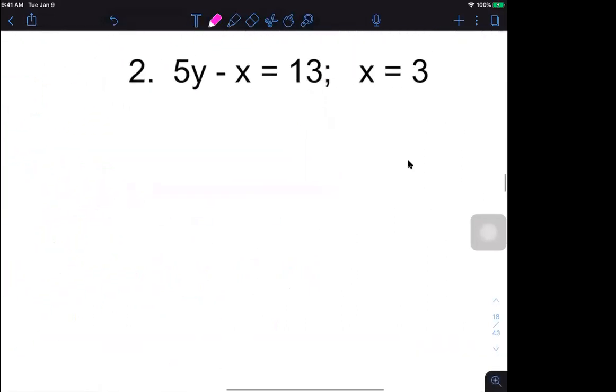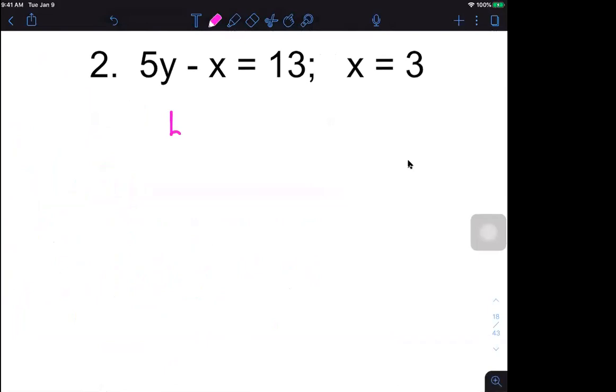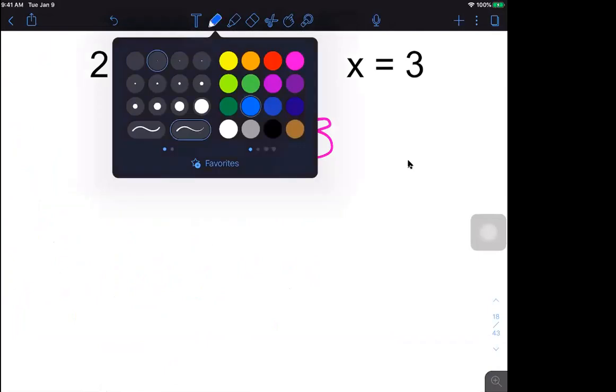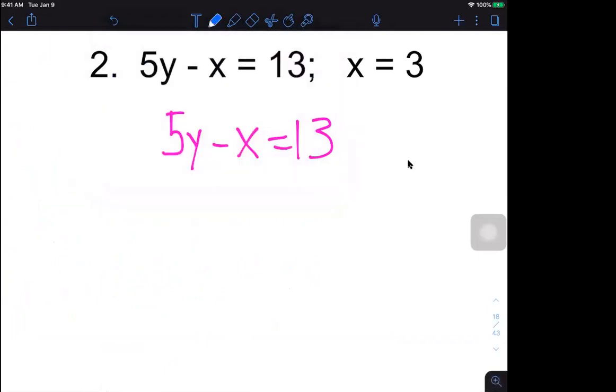Again, on part 2, I'm going to rewrite the problem. Josh, what is the first step to get y by itself? You're going to add x to both sides. Perfect. We add x to both sides. That's going to leave us a 5y on the left-hand side. And then what do we get on the right-hand side, Josh? You get 13 plus x.